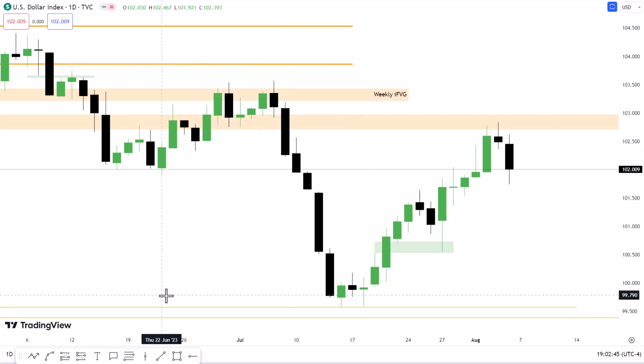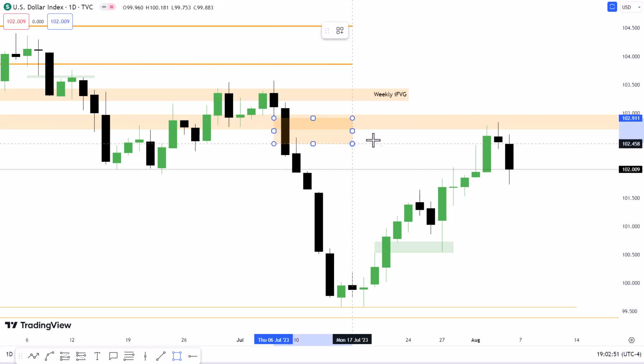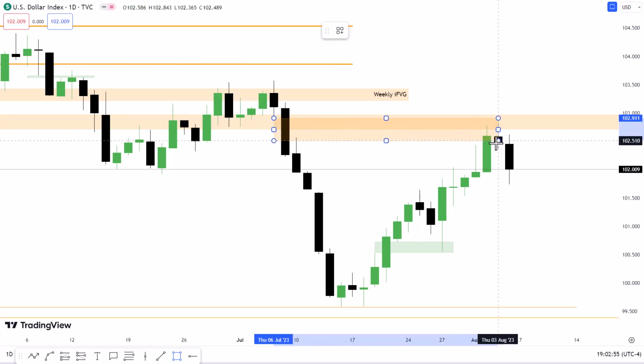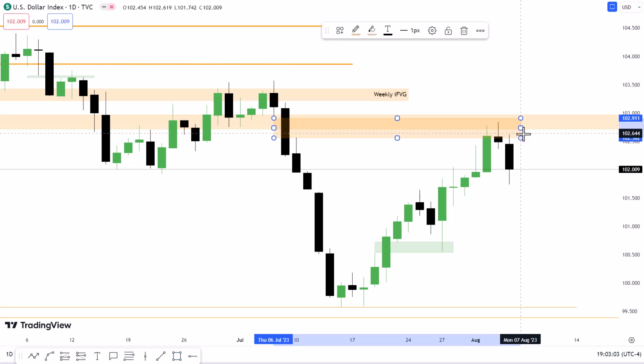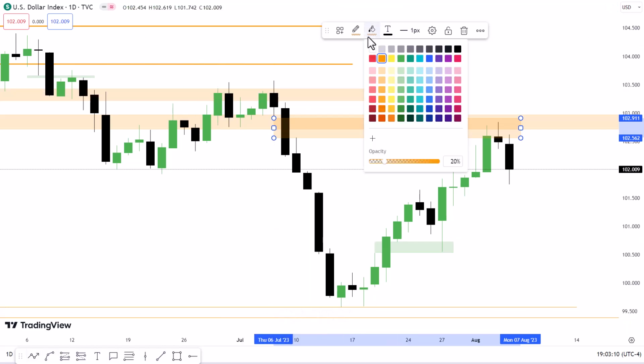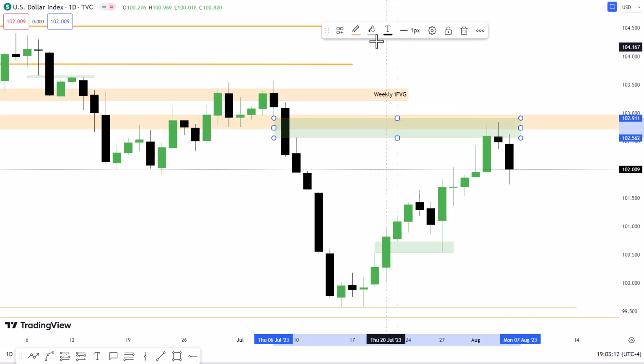I need to annotate that. Let me take my tool. So from here, remember we're looking at a daily time frame. From there to here, we extend it to the right, make it perfect. Exactly. So I'll quickly change the color since it has almost the same color as the weekly. So for the daily, I would use green.